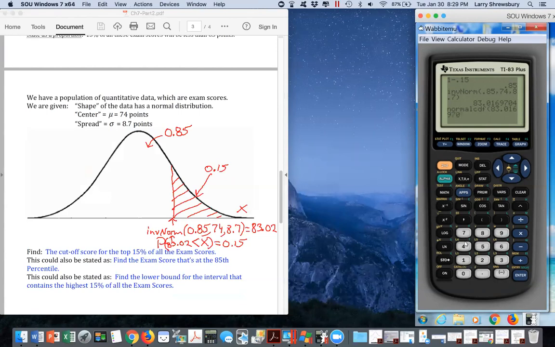83.0169704, comma, then something big for the upper bound. Oh, like 1,000, that's plenty big enough, comma. Then put in your center, 74, comma, and your spread of 8.7. And we know what this will be close to. And it is very close to 15%. All right. Now let's go ahead and clear that.